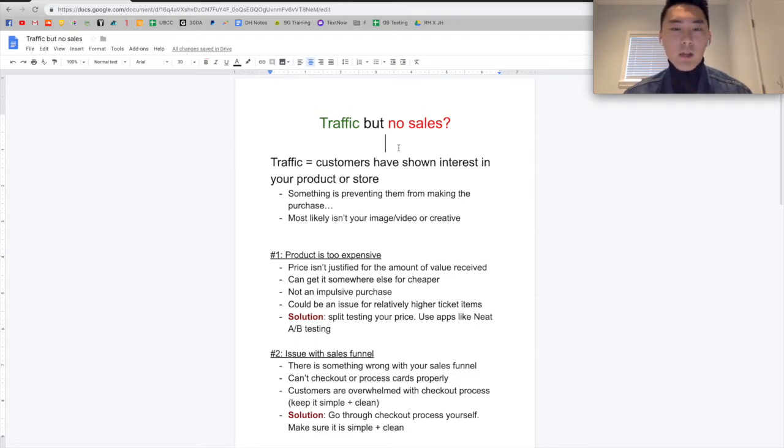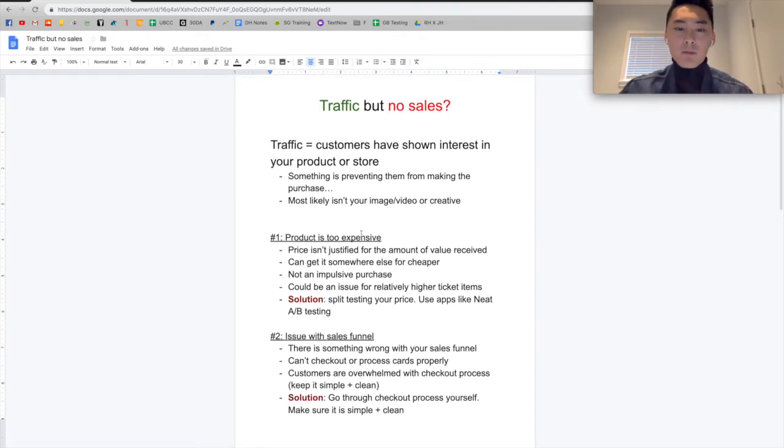Since they're clicking on your ad, assuming you have decent click-through rates and decent cost per clicks, it most likely isn't your image, your video, or your creative. So something must be up. The first one is your product could be too expensive. Your price might not be justified for the amount of value that they can receive.